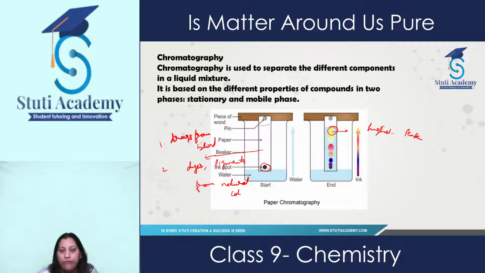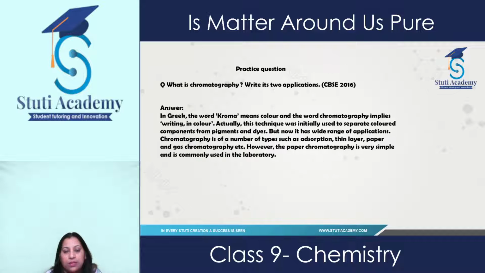These are uses of chromatography, and this entire apparatus is known as paper chromatography. What kind of question can come in the exam? First is, what is chromatography? In this you need to write the definition of chromatography. It comes from the Greek word chroma, which means color, and chromatography implies writing in color. Actually this technique was initially used to separate colored components, which I have just explained. If we want to separate the pigments or dyes from ink, we use this technique.